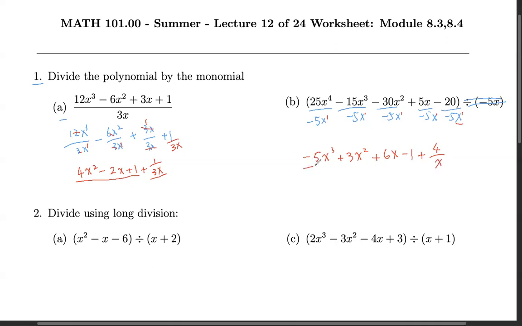Again, we see the result as a polynomial degree 3. Okay? Because we have polynomial degree 4 divided by polynomial degree 1. So that's polynomial degree 3. But then we have this rational part because the variable x appears in the denominator. Okay, that's dividing by a monomial. Like 3x is 1 term, monomial. Negative 5x, monomial. This is 1 term.